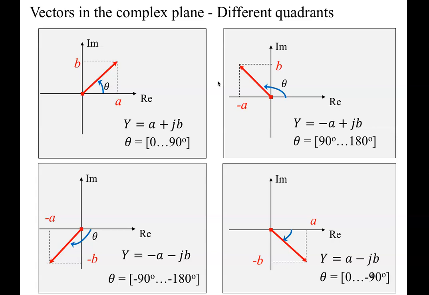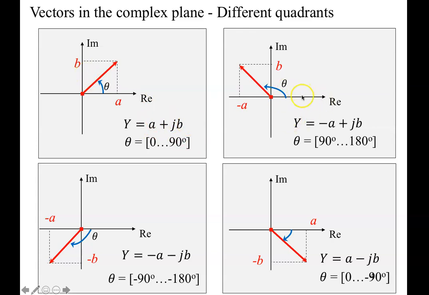So in the first quadrant, the maximum angle will be between 0 and 90 degrees. In the rectangular form, both the real and imaginary parts will be positive. A will be positive, B will be positive.